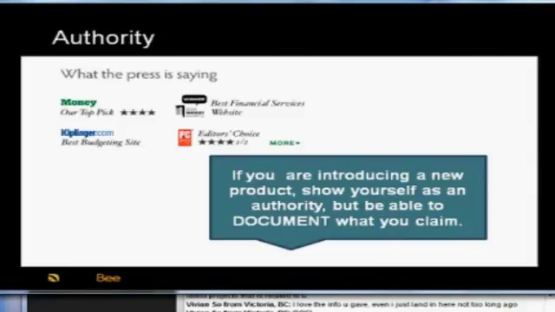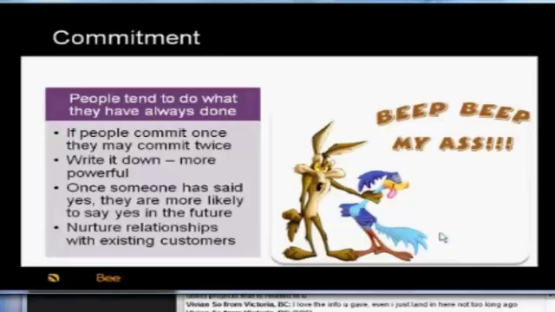Anyway, commitment. People tend to do what they've always done, and I wanted to use the Roadrunner Coyote as an example because he was constantly doing the same old thing. Every week he did the same old kind of thing. He might use a different bomb from Acme or a different sledgehammer from Acme, but it was all the same thing. And he never really caught the Roadrunner.